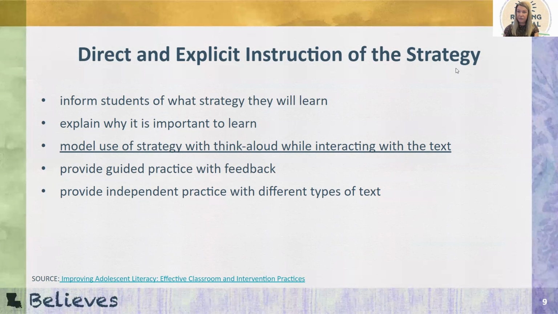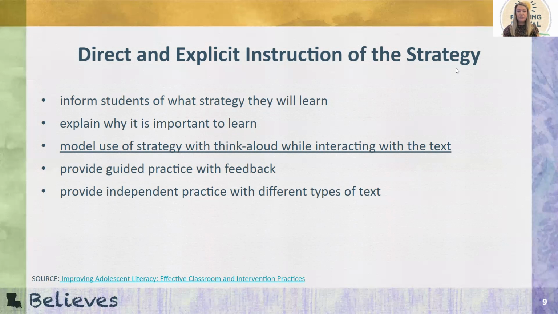Provide guided practice with feedback. And that guided practice with feedback could be peer feedback. It could be teacher feedback. It could be teachers circulating and providing oral feedback. It could be written feedback depending on the task. Not every piece of writing that we give to students needs to necessarily be collected and graded, but they need feedback on it. So they need to know what they're doing well, maybe what they need to improve on. But that feedback is going to help guide them to be the best writers.